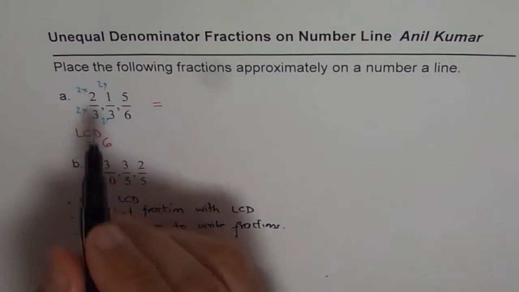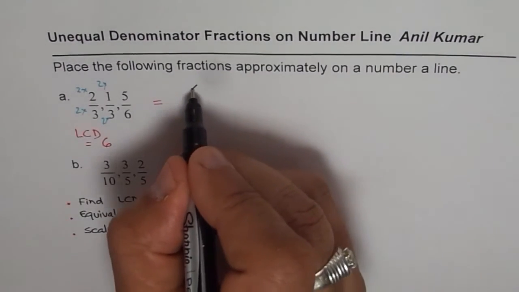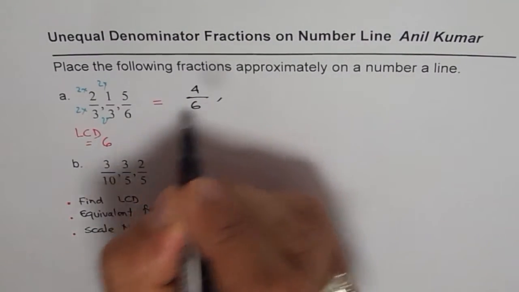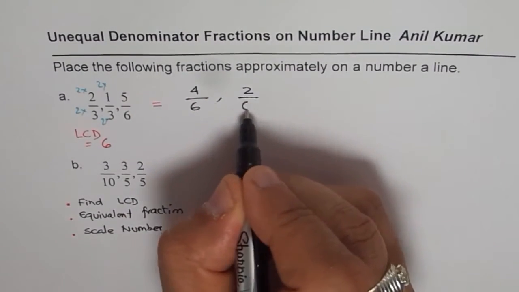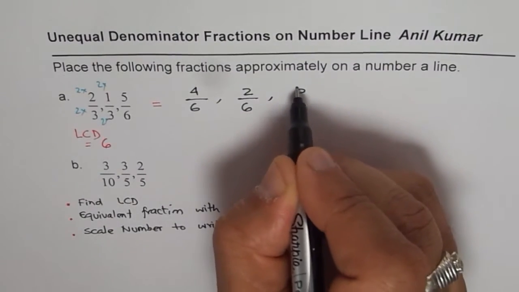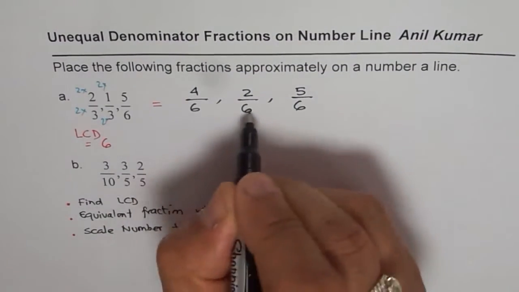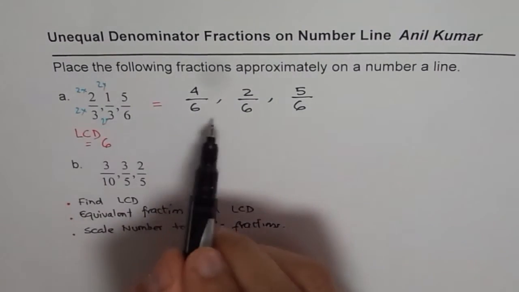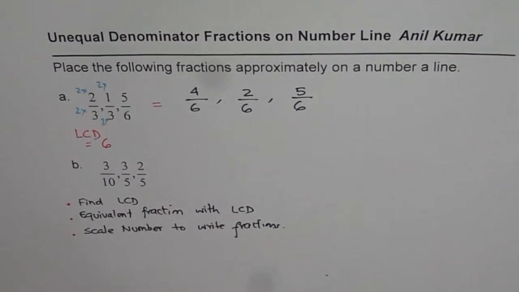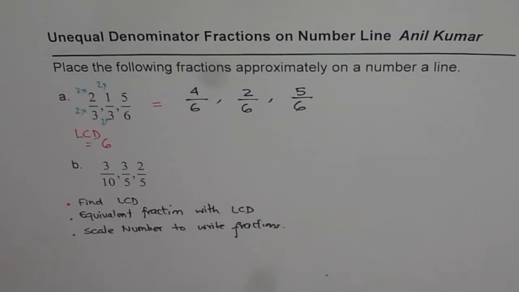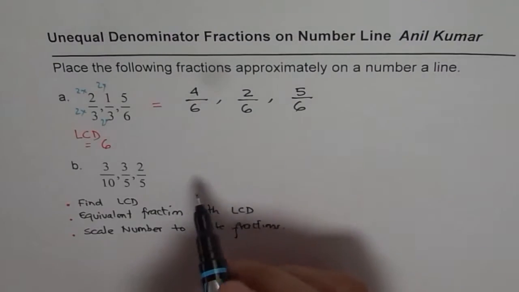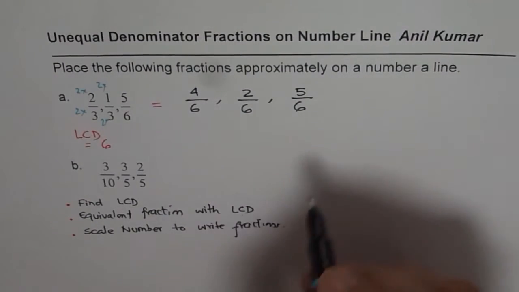So the first, 2 over 3, could be written as 2 times 2 is 4, so we have 4 over 6. Then 1 over 3 becomes 2 times 1 is 2, so 2 over 6, and 5 over 6. So these are the three fractions with a common denominator of 6. We started with unequal denominators, and we now make them all the same. Now it is easy, right? So now we have equivalent fractions with the lowest common denominator.